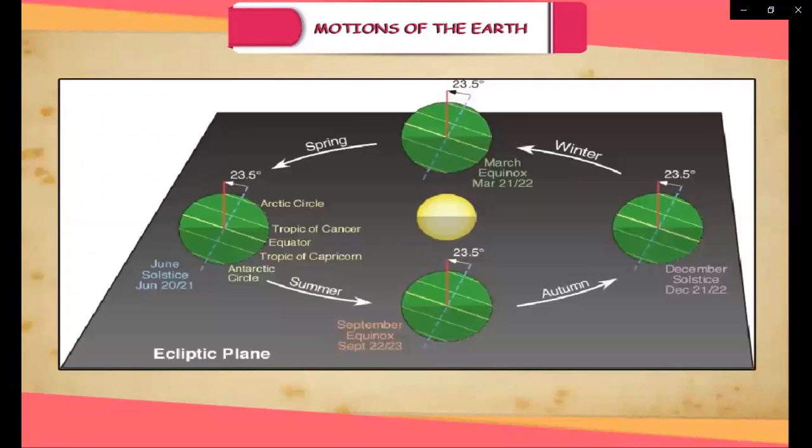In the Northern Hemisphere, it is the longest day and the shortest night, while in the Southern Hemisphere, it is the shortest day and longest night.